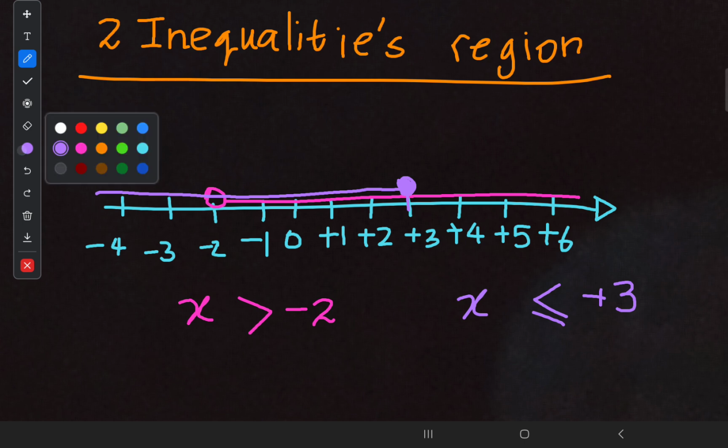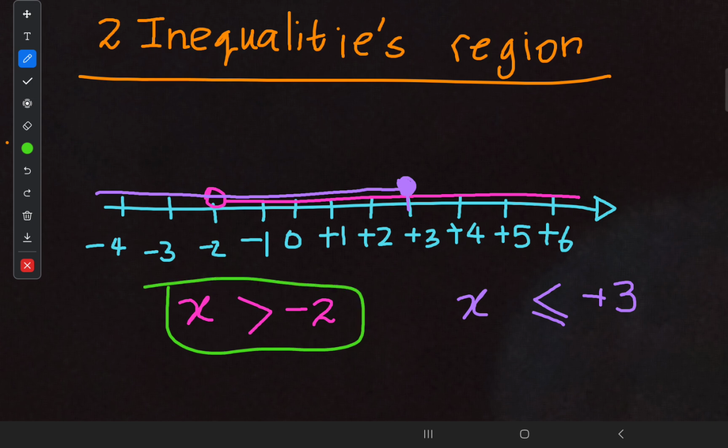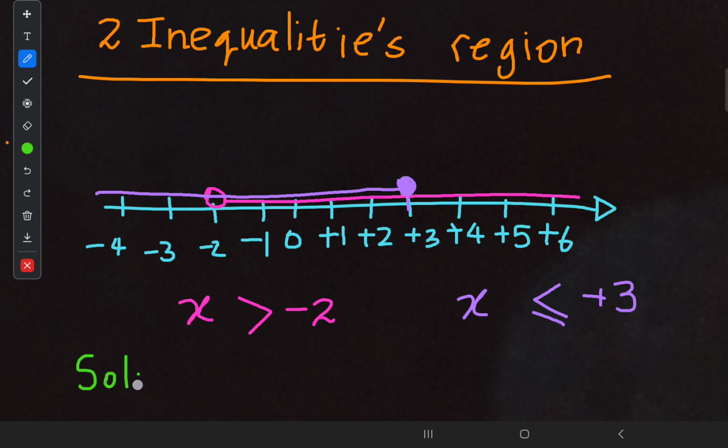We have to find the solution for both of these inequalities. The first says x can hold the values which are greater than negative 2. The second inequality says x can hold the values which are equal to or less than 3. We mark the particular values, and we are going to find the solution range.